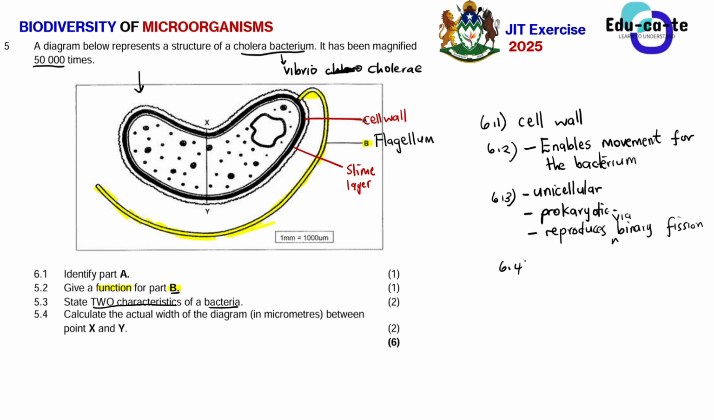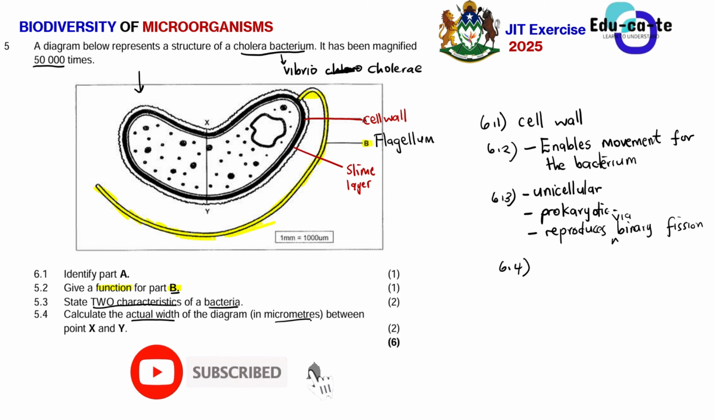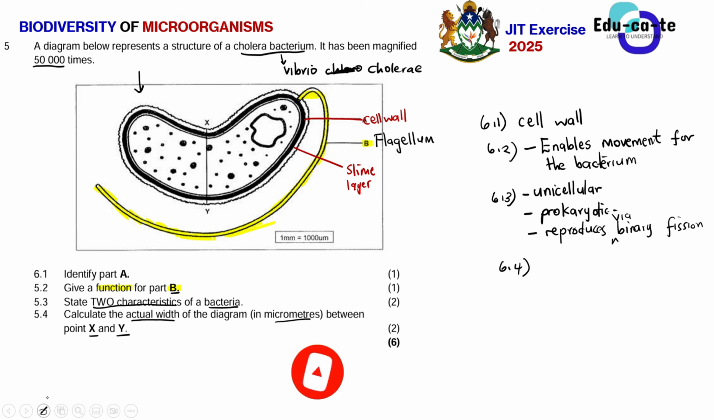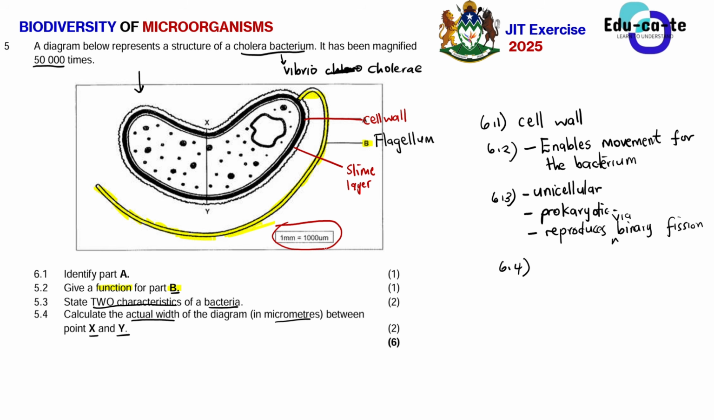Then when you go to 6.4, it now says calculate the actual width of the diagram in micrometers between the point X and point Y. So this is a bit mathematical and it will need you to use your ruler, but basically here you can see that the scale that you've been given is that 1 millimeter is equal to 1000 micrometers.